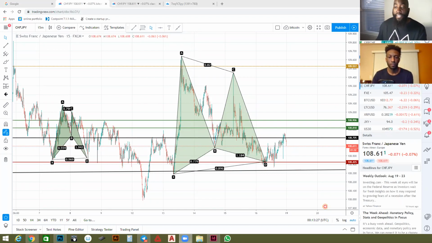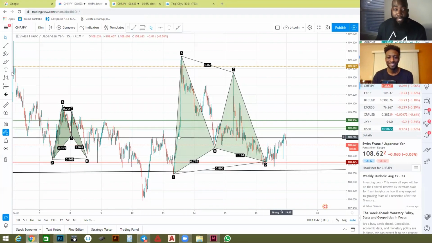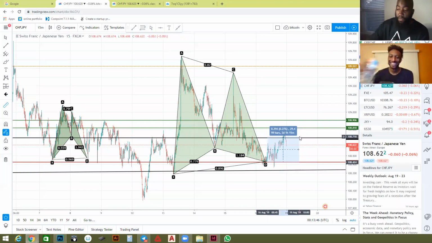So what you see right here is a Gartley pattern that I dropped last week. You guys see how price went from entry on my D and then pushed up about 30 pips over the weekend.